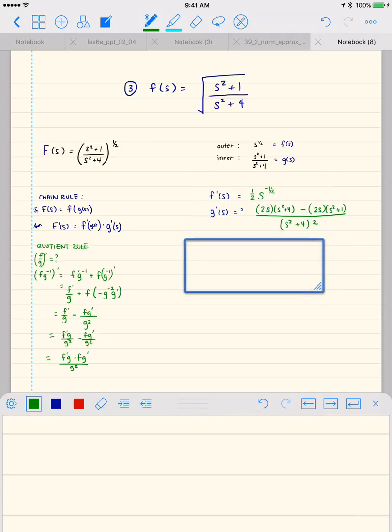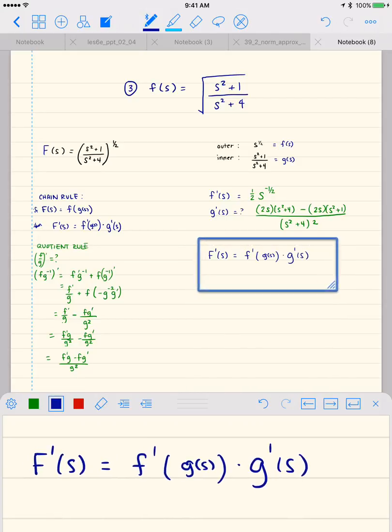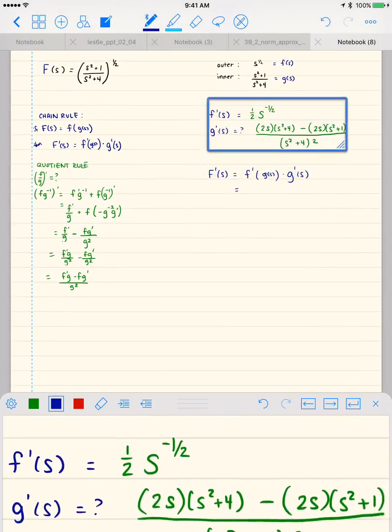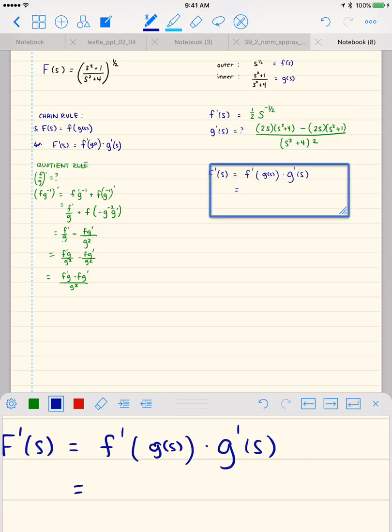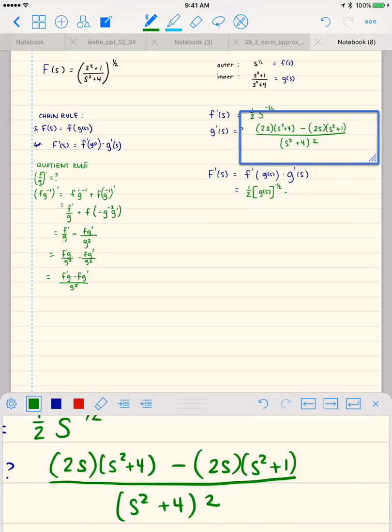Okay. So now I'm ready for my chain rule. Okay, so f prime of s is going to equal little f prime of g of s times g prime of s. Now, little f prime of g of s. My f prime is 1/2 s to the negative 1/2. So this will be 1/2 g of s to the negative 1/2, right? Times my g prime. What is g prime? All of that. Whew. Okay.